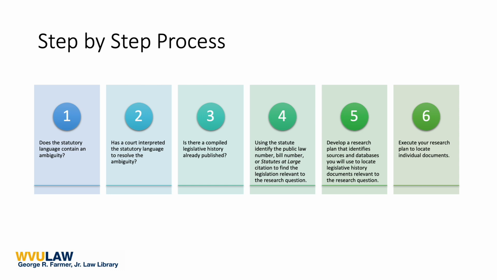Legislative history research, with all of its component parts, can feel like an overwhelming task to take on. This six-step process breaks down the path from an initial inquiry and research plan to executing searches for individual legislative history documents. This graphic depicts all 6 steps. Let's break down each one in further detail.